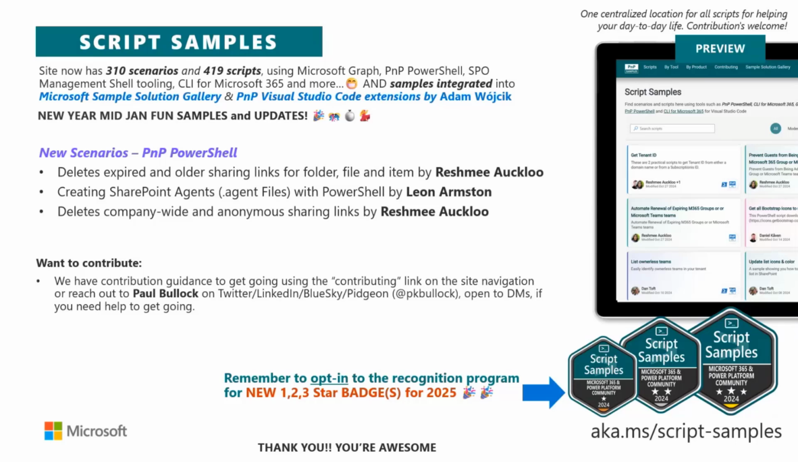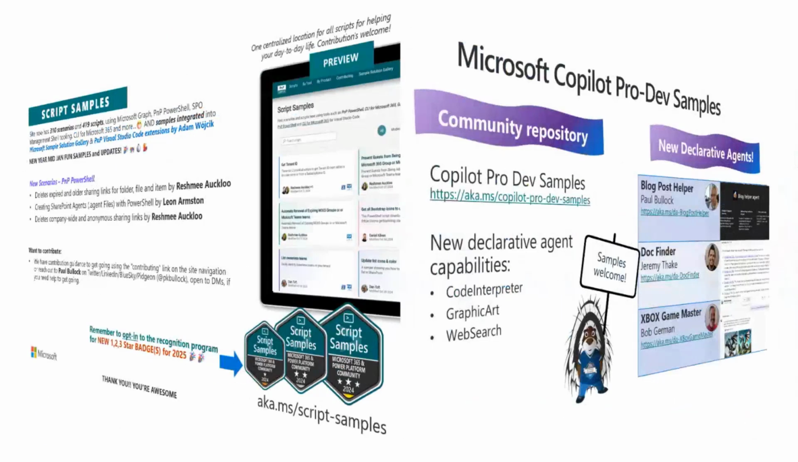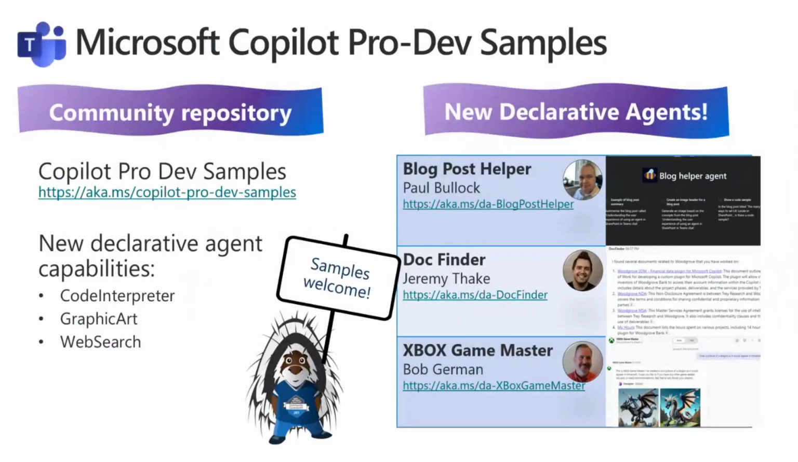Awesome. Thank you, Paul. And friends, this is one of the easiest ways to contribute as well, because we all have those utility scripts. So Paul said he'll respond to anything, smoke signals. I've even sent him a singing telegram, and he replied. So how awesome is that? All right, let's move into Copilot Pro Dev samples with Mr. Bob the Builder.